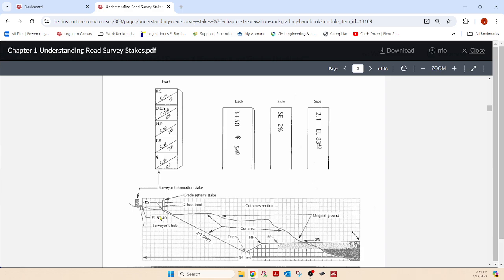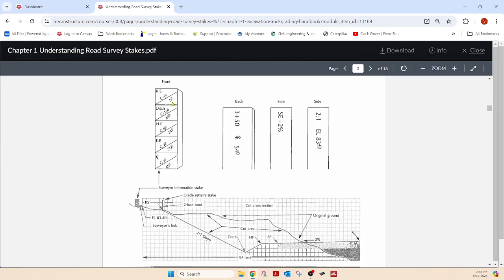82.4. So all of these subsequent elevations along here that we're looking for will be referenced from the 82.4, not the 83.4, because we dropped it a foot to start, because it told us to drop it a foot.